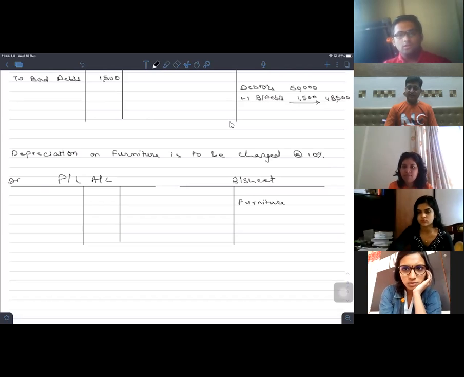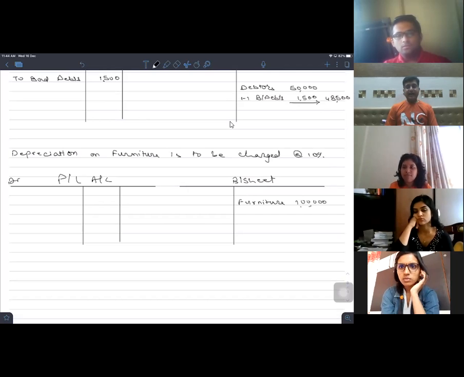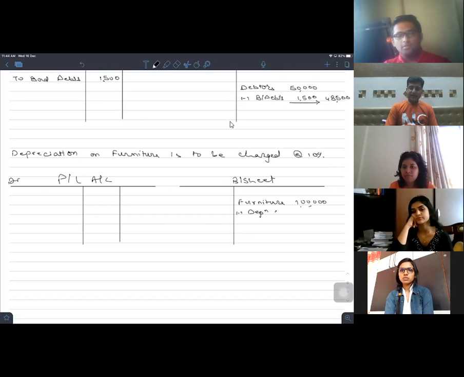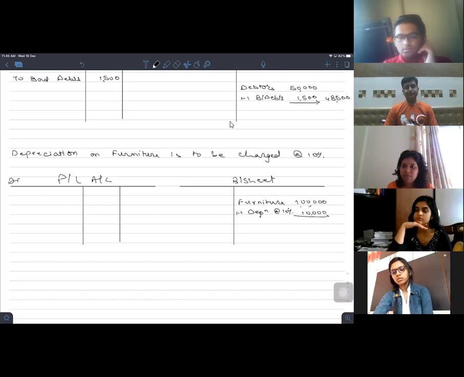Let's say furniture given in the trial balance is 1 lakh. I need to charge the depreciation on that at the rate of 10% or not. So from this, less depreciation at 10%. 10% of what? 10% of the book value of the asset, that is 10,000. Yes or no? So that means the net amount of asset that will be shown is 90,000 in the balance sheet. Are you able to understand this?